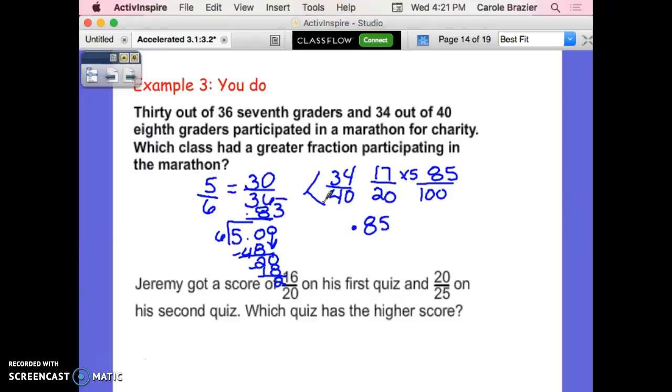up bigger. And the bottom it says Jeremy got a score of 16/20 on his first quiz and a 20 out of 25 on his next. I can take both of these to 100 and make it really, really easy. So if I take 16/20 to 100, I'm going to multiply everything by 5. So 20 times 5 is 100. 16 times 5 is 88.